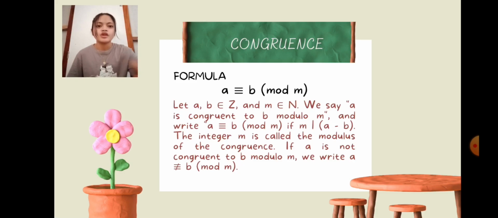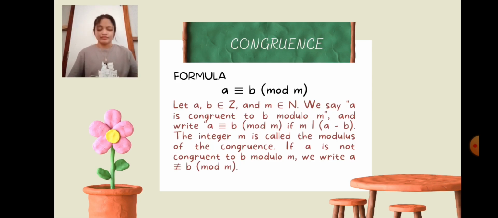Let A be an element of Z, and M an element of N. We say A is congruent to B modulo M, and write A is congruent to B mod M, if M divides A minus B. The integer M is called the modulus of the congruence. If A is not congruent to B mod M, we write the three-line sign with a slash, then B mod M.